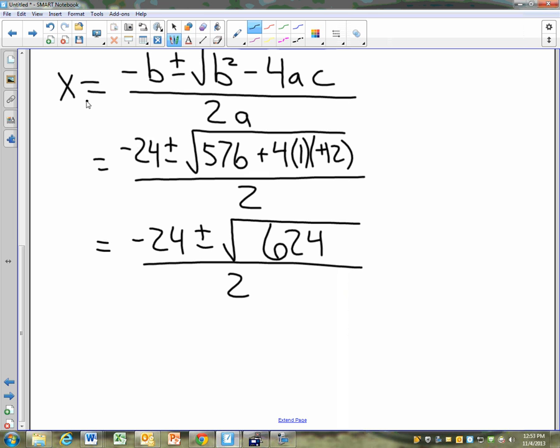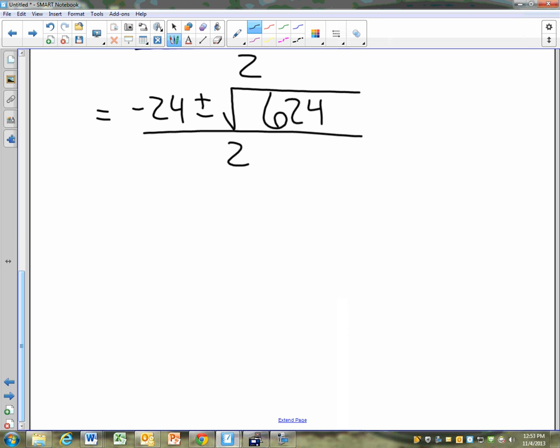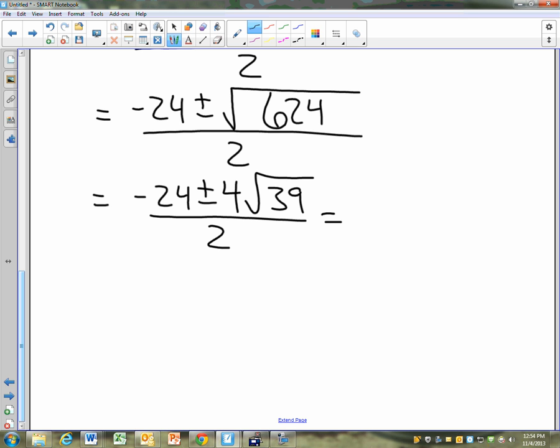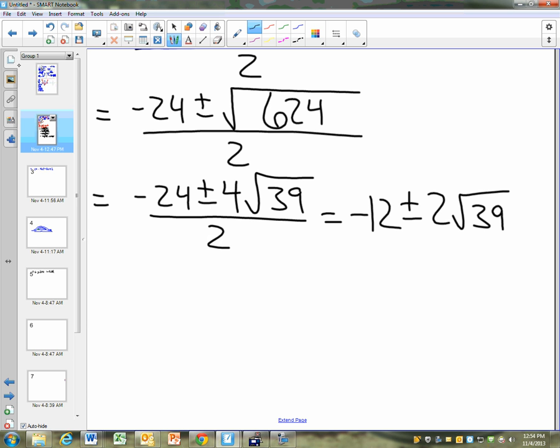So 16 times 39. Negative 24 plus or minus... if you take the 16 out, it becomes 4 roots of 39 over 2. Are the negative 24 and the positive 4 both divisible by 2? So let's divide them and simplify to negative 12 plus or minus 2 roots of 39. Yay, we found the x-intercepts! Let's now put them on the graph.